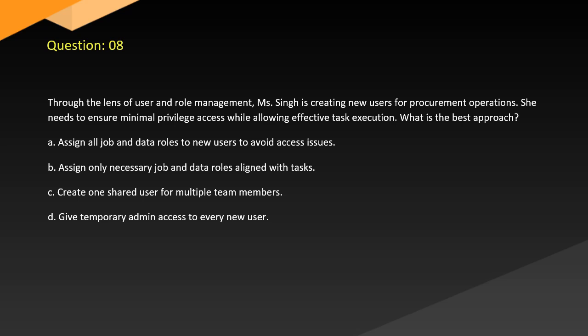Question 8. Through the lens of user and role management, Singh is creating new users for procurement operations. She needs to ensure minimal privilege access while allowing effective task execution. What is the best approach? A. Assign all job and data roles to new users to avoid access issues. B. Assign only necessary job and data roles aligned with tasks. C. Create one shared user for multiple team members. D. Give temporary admin access to every new user.